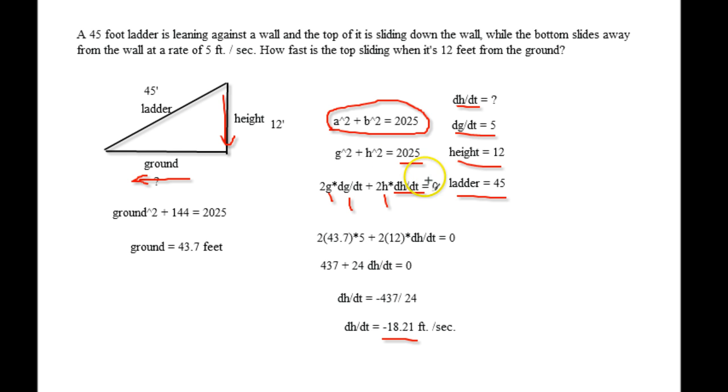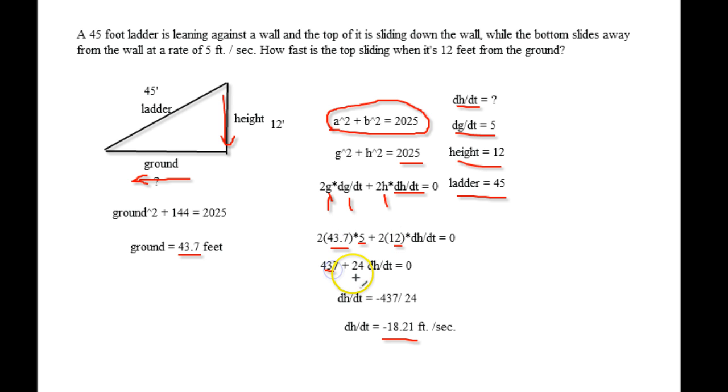when you differentiate the constant, this becomes 0. Okay, and then we just plug in the numbers. We know G, the length from the wall, is 43.7 feet, so that's why this becomes that. We know that dG/dt is 5. We know that the height is 12, so we plug that in, and we don't know the rate at which the height is decreasing, so we just calculate it.